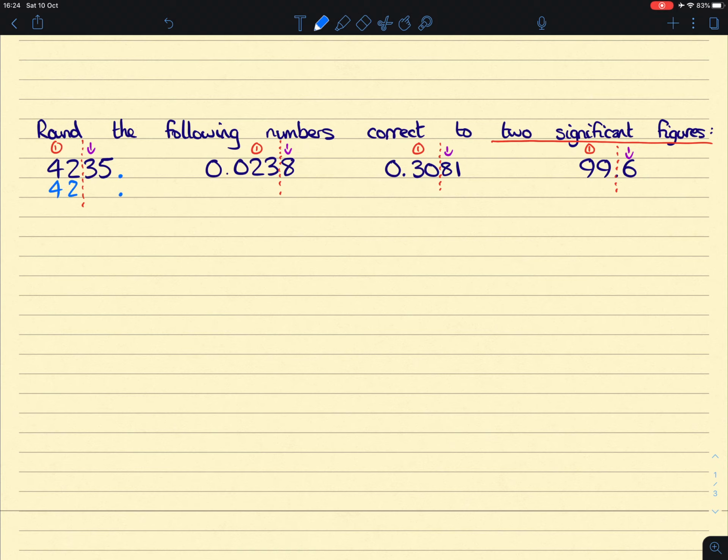Our point here means that we end up with 4,200. This 8 will turn this 3 into a 4, fill in the rest of our number, get our answer 0.024 there. This 8 will turn this 0 into a 1, so we're going to end up with 0.31 as the answer for that. And then this 6 will turn that 9 into a 10, which turns that 9 into a 10, which will end up giving us 100. The decimal point's there, so we don't need to write anything more.